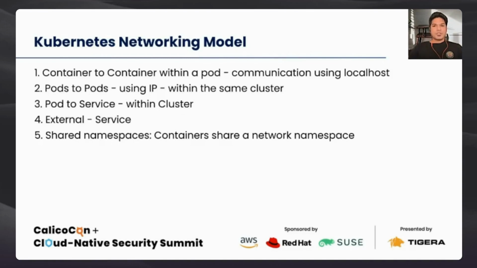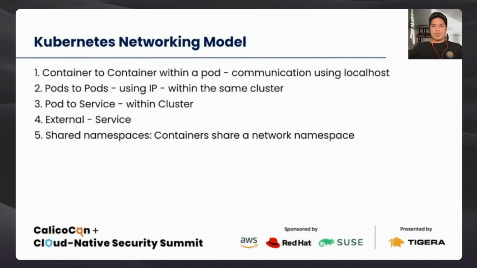Second, pod-to-pod communication using IP within the same cluster. In Kubernetes, every pod has a real IP address. Each pod communicates with other pods using that IP address. If 2 different pods, within the same node or maybe within different nodes, want to communicate, they should communicate using an IP address.